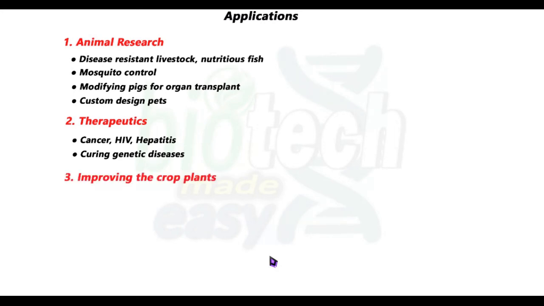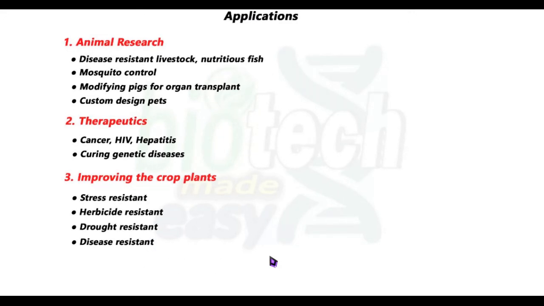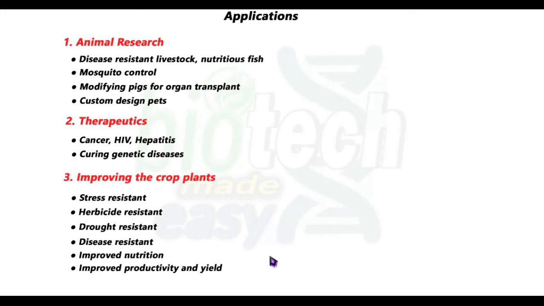Similarly, genetically modified crops for stress resistance, herbicide resistance, drought resistance, disease resistance can be produced. The crops with improved nutrition and improved productivity and yield can also be produced by CRISPR technology. So there are actually endless possibilities of CRISPR, but for today that is enough.